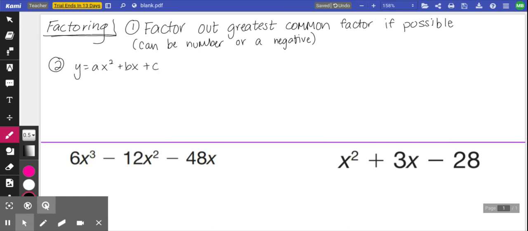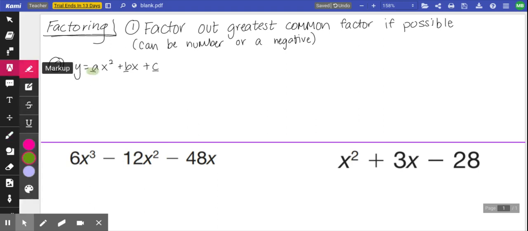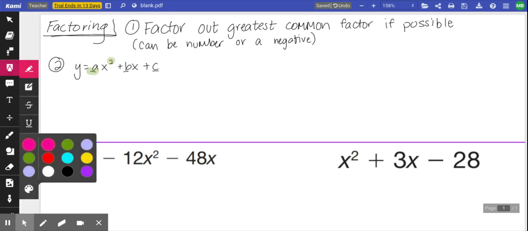As a reminder, standard form is written in the form y equals ax squared plus bx plus c, where you have to be careful. Sometimes they try to trick you and they'll write them out of order. So when you're labeling your a, b, and c, your a is the one that has the exponent of 2. Your b has an exponent of technically 1. And your c has an exponent of 0. There's no exponent up there.